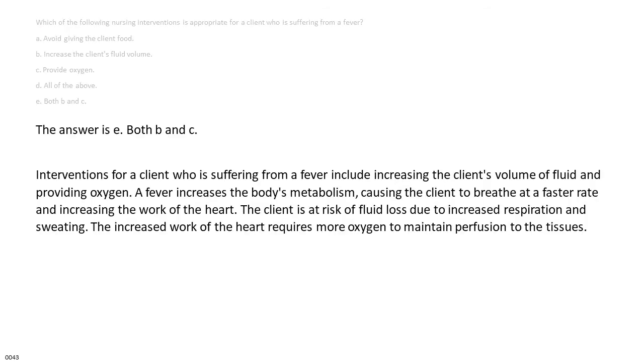The answer is E. Both B and C. Interventions for a client who is suffering from a fever include increasing the client's volume of fluid and providing oxygen. A fever increases the body's metabolism, causing the client to breathe at a faster rate and increasing the work of the heart. The client is at risk of fluid loss due to increased respiration and sweating. The increased work of the heart requires more oxygen to maintain perfusion to the tissues.